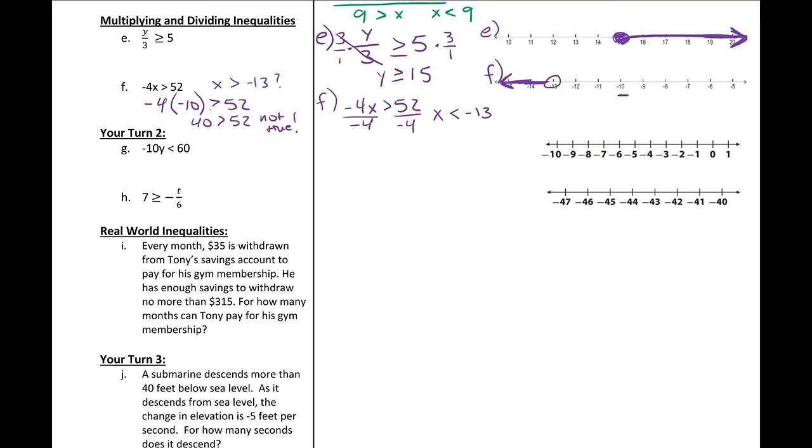All right, go ahead and pause the video and try G and H. Okay, let's go over G and H. We have negative 10y is less than 60. So we'll divide both sides of this equation by negative 10. And that gives us y is greater than negative 6. Don't forget to change your sign. So open circle at negative 6 and shade to the right.